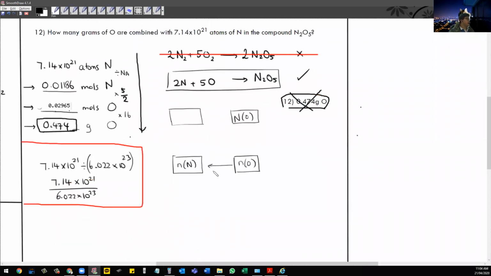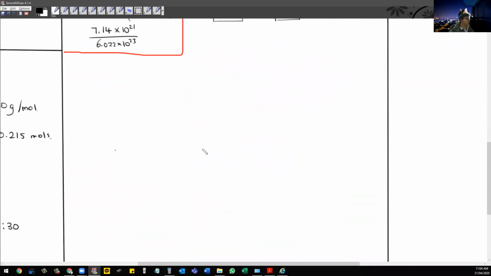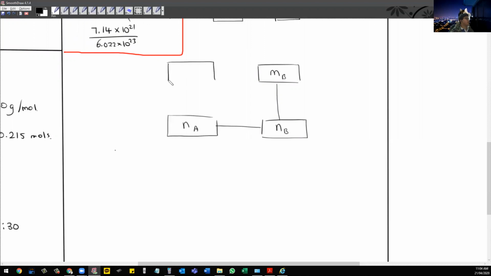So let me give you a little bit of a map. This is known as mass-to-mass stoichiometry. So this is mass of substance B. This is number of moles of B. Number of moles of A. This is mass of A. All right. So this is known as mass to mass stoichiometry.